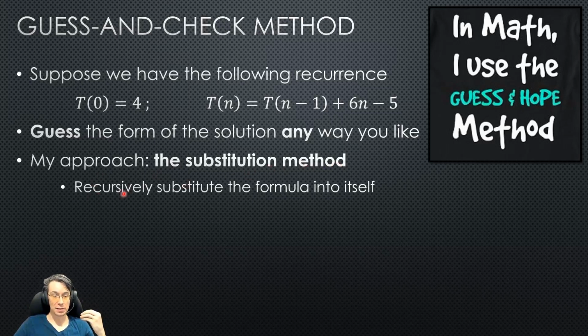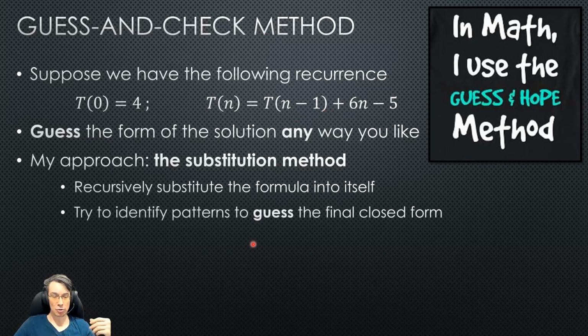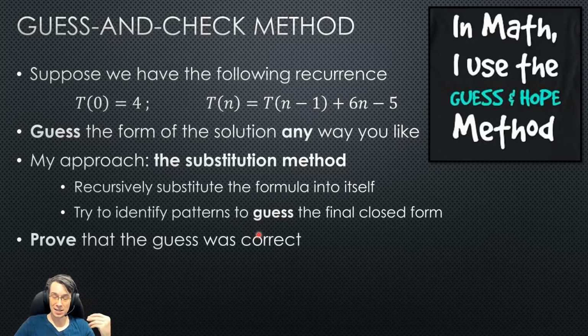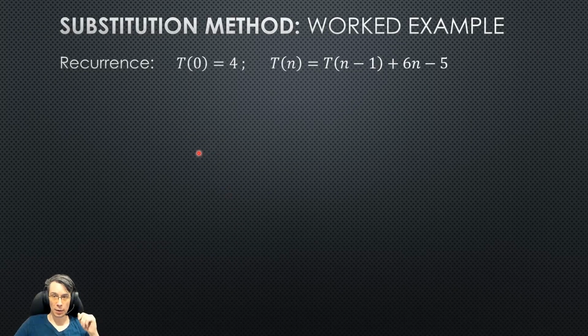So the substitution method involves recursively substituting this formula for T of n into itself. You'd replace T of n minus 1 by figuring out, okay, if I take this formula and replace every n with n minus 1, what do I get? That will be T of n minus 1 on the left and some expression on the right. Take the expression on the right and substitute it for T of n minus 1. And then we'll have an expression for T of n in terms of T of n minus 2, and you can unroll it a few steps. Then you can try to identify patterns as you're unrolling the formula, and those patterns will help you to guess the final closed form. And once you've guessed the final closed form, you'll prove, usually inductively, that the guess was correct. So let's see how that works through a worked example.